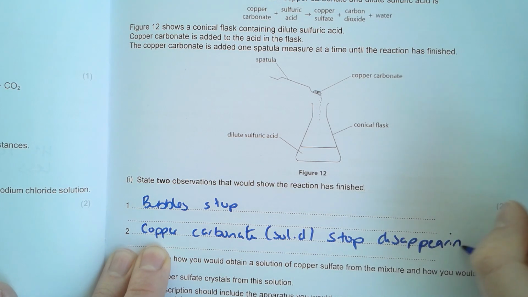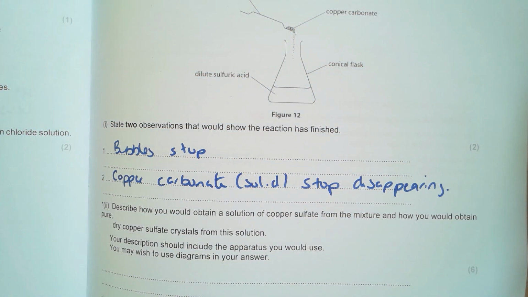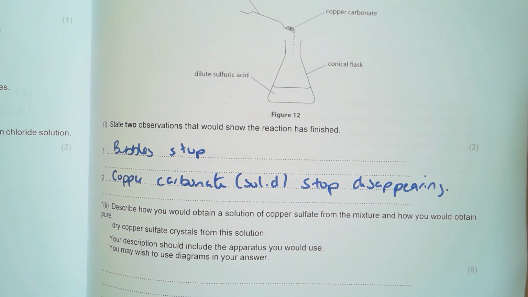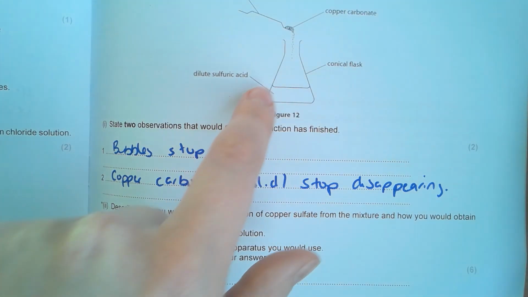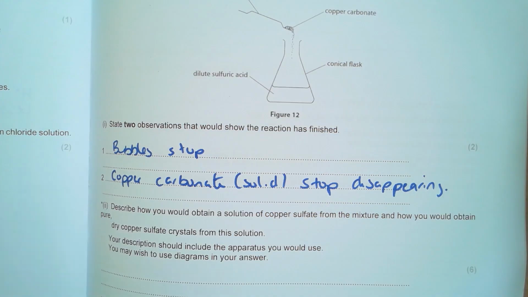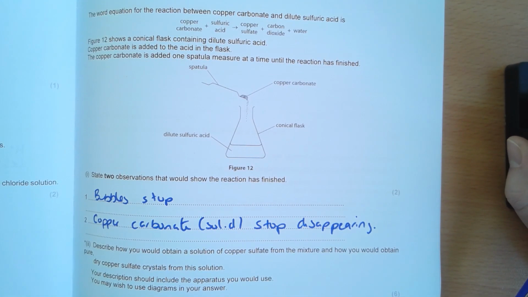Now you can't just say that the solid stops reacting. What do you actually see that lets you know the solid has stopped reacting? It's because it stops disappearing, or you can say it all just gathers at the bottom, or you can say it makes the solution turn cloudy because it stops disappearing. Anything along those lines, but it's what you're actually seeing, not just what's happening within the reaction on a particle level.